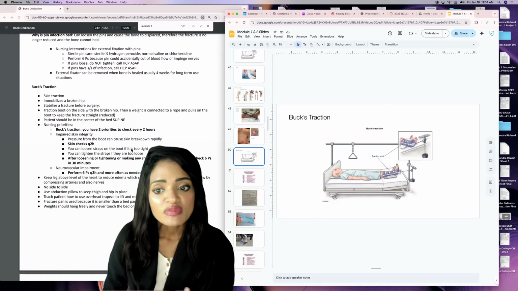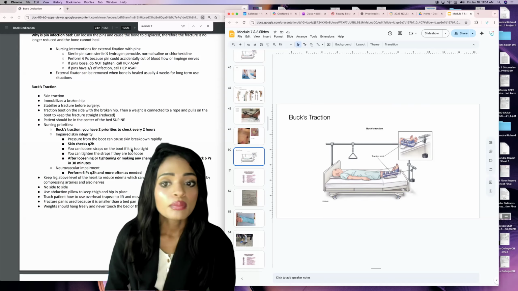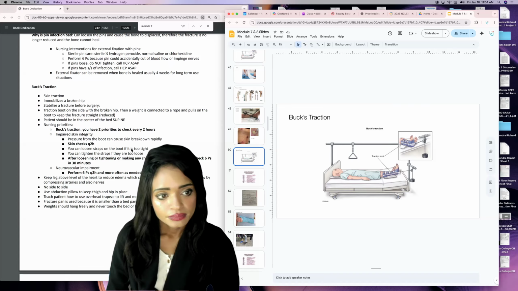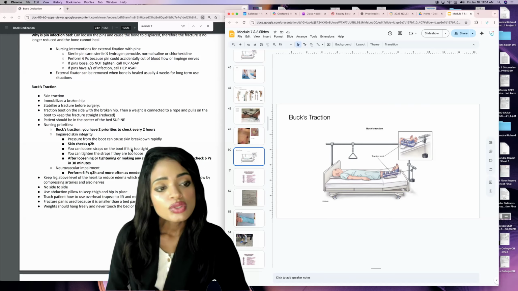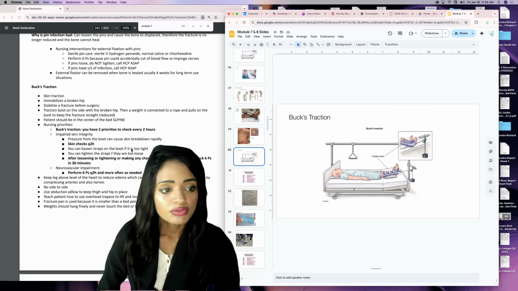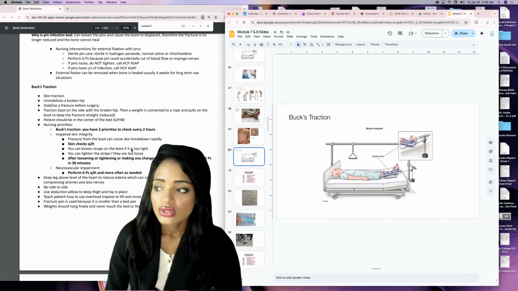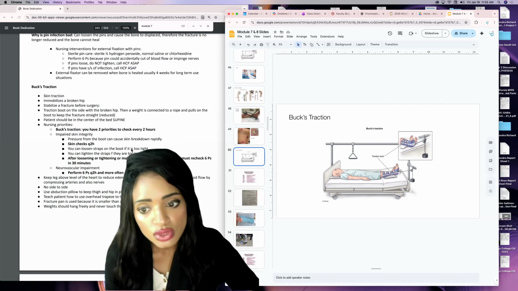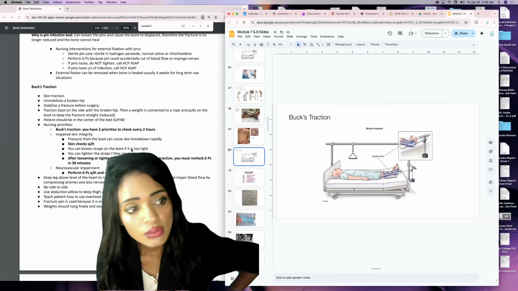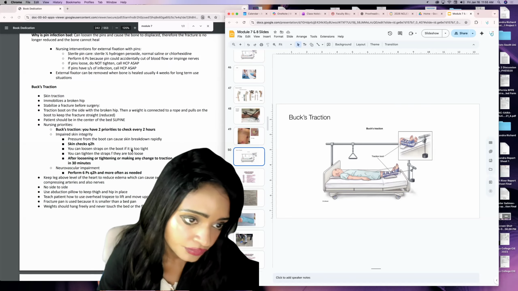It's a boot, and it's used to immobilize a broken hip. It is used to stabilize a fracture before surgery. So after a fall or some type of trauma and the hip is broken, before surgery to reduce the fracture, they will use Buck's traction.